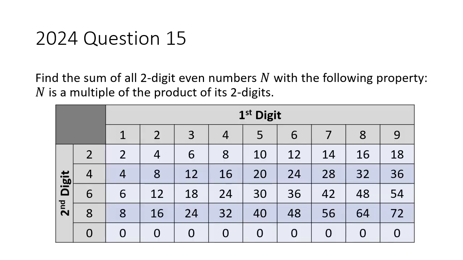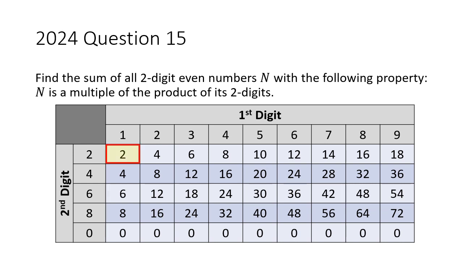So we can brute force this. What you see here is a table of all the possible first digits 1 to 9 and all the possible second digits 2, 4, 6, 8, 0. I've included 0 even though it's not possible because the product will be 0 and there's no way you can get a multiple of 0. But anyway, if you just look through this entire table, you can identify the ones which are multiples.